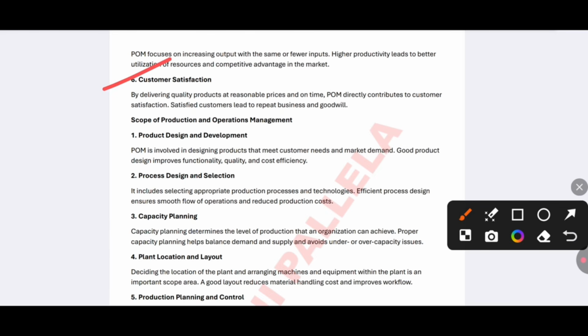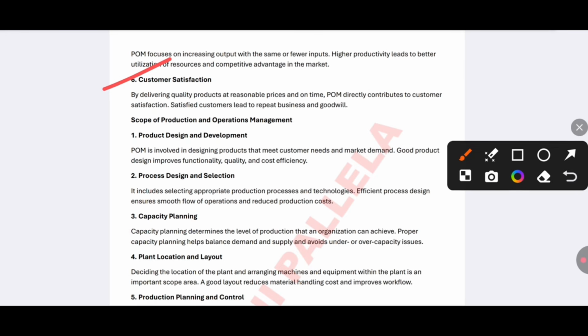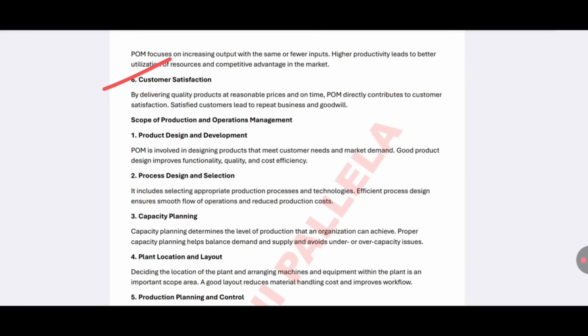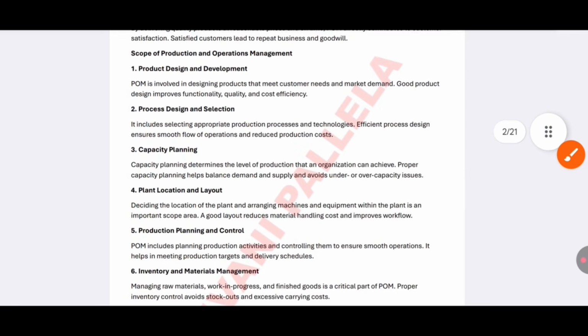Next one, customer satisfaction. By delivering quality products and quality services, customers can be satisfied. When the customer is satisfied, they will repeatedly use your goods and services. Automatically the business will get goodwill, that means brand reputation. So these are the objectives of production and operations management. Second one, they have asked about the scope also.